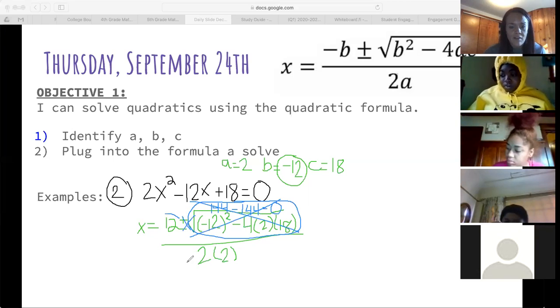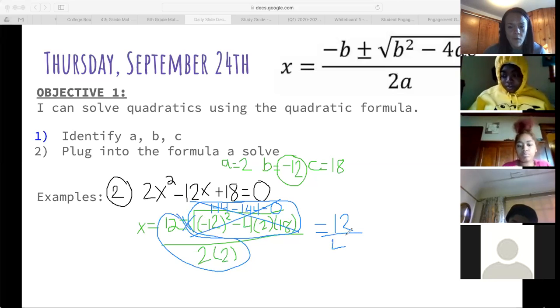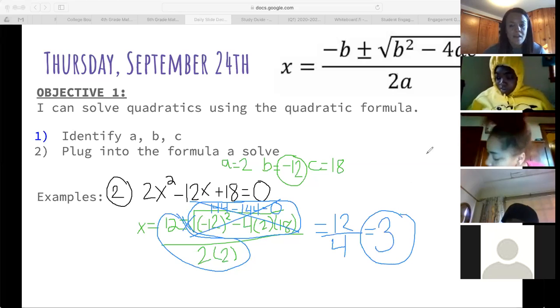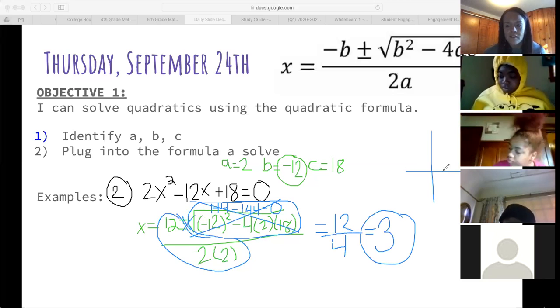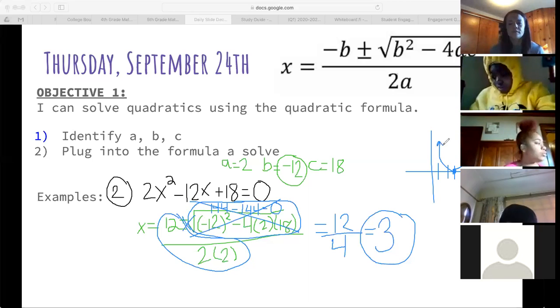All we have left are these numbers, which is 12 over 2 times 2, which is 4. So I did the bottom 2 times 2. 12 divided by 4 is 3. So that means this problem only has 1 solution. X is 3. Because, again, the reason why is the square root canceled out. It was 0. So that means there is no plus or minus anymore. And visually, that would mean that this parabola, 1, 2, 3, would cross here at positive 3. It would just sit on the axis like so. And it would have 1 solution. Okay, that one's a little bit easier.